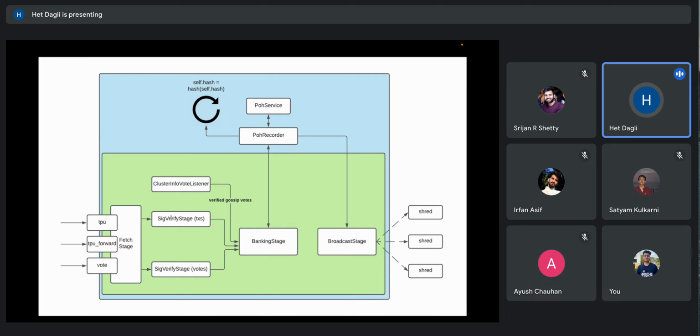Then there is a signature verify, where we verify whether the transaction took place properly or not. Whatever transaction is coming in, is its signature valid or not? And this is the meat, which is the banking stage. Here is where all the logic is run and everything is done. And I can show you the code itself.